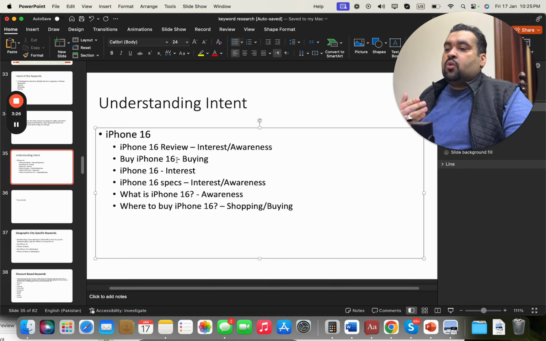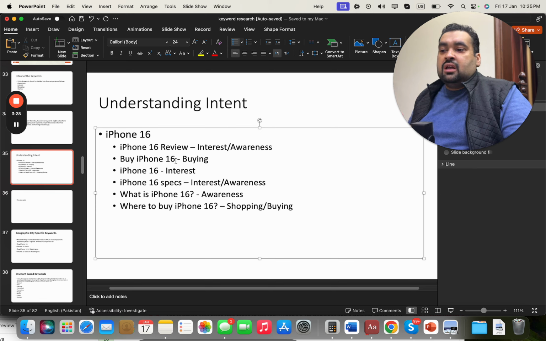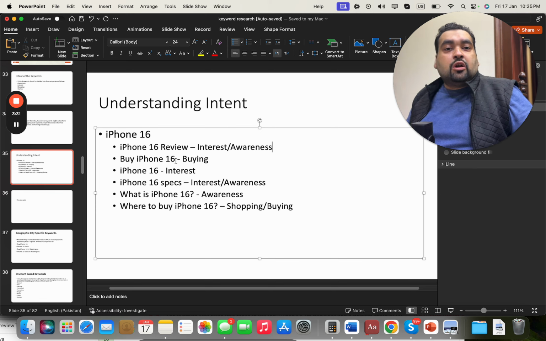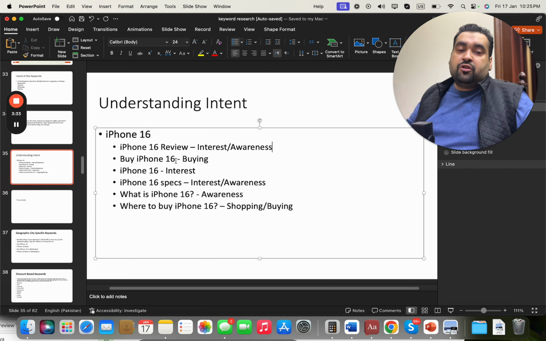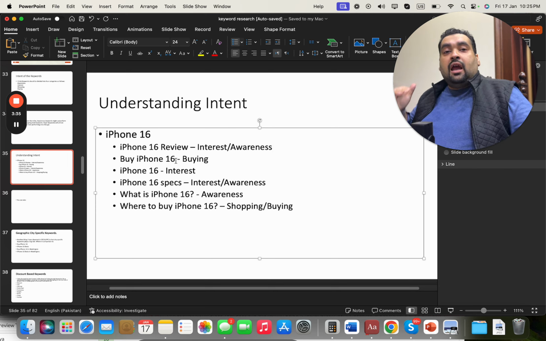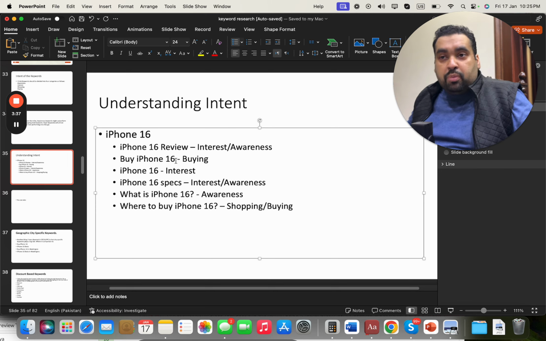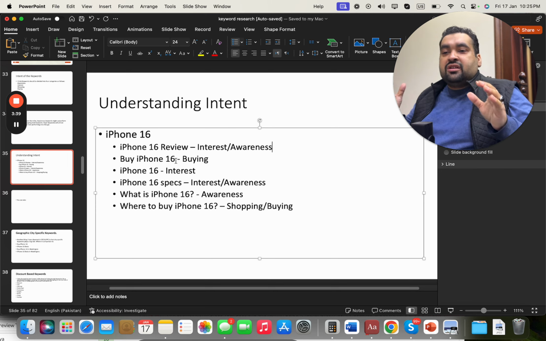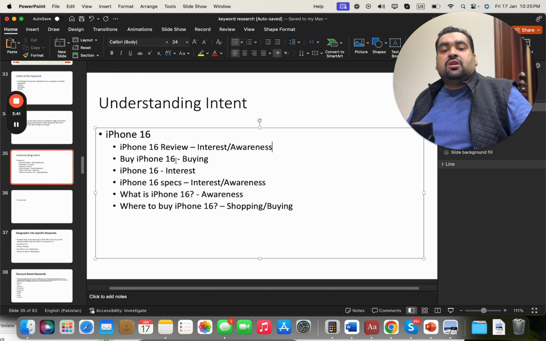Now when someone's searching for buy iPhone 16, it means that the user has already decided on whether iPhone 16 is a good product or not, and now he or she wants to buy the product. So understanding the intent of each keyword is very important in the part of your keyword research.